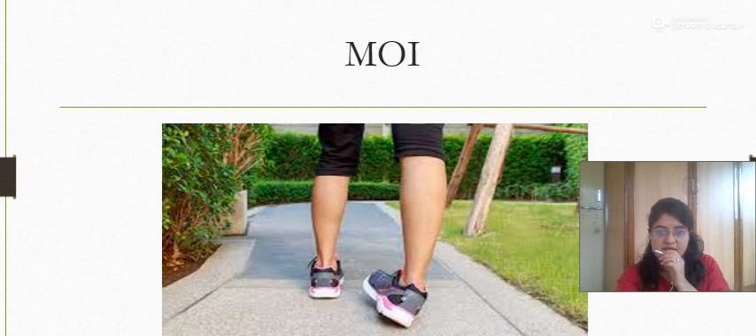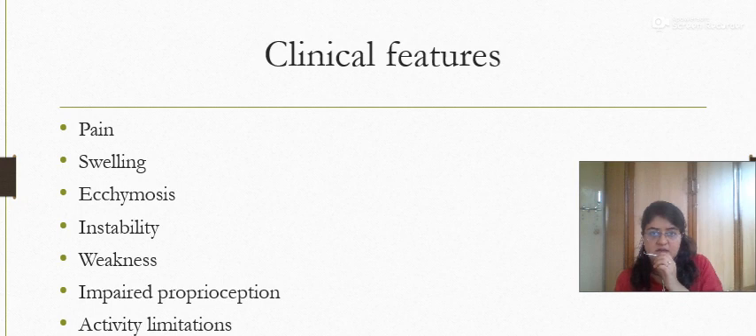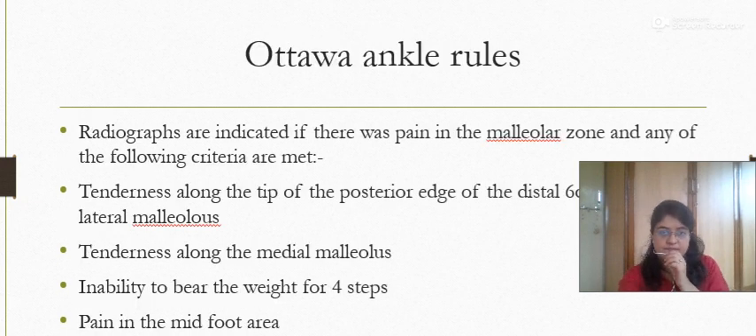MOI, that is the mechanism of injury, is seen here in the picture. Clinical features, like we discussed in the grades, are pain, swelling, ecchymosis, instability, weakness of the ankle muscles, impaired proprioception of the ankle joint and activity limitations. So in the later stages of rehabilitation, we have to focus mainly on strengthening, gait training and proprioception exercises.